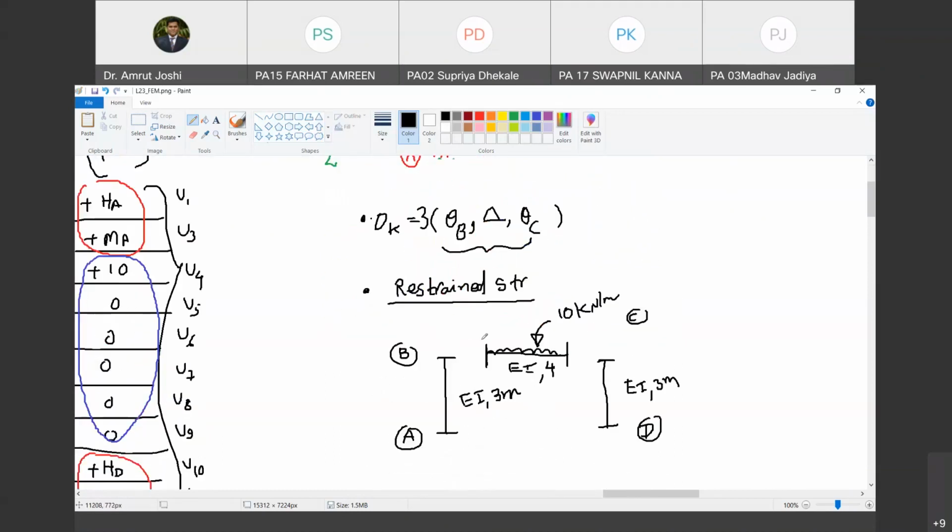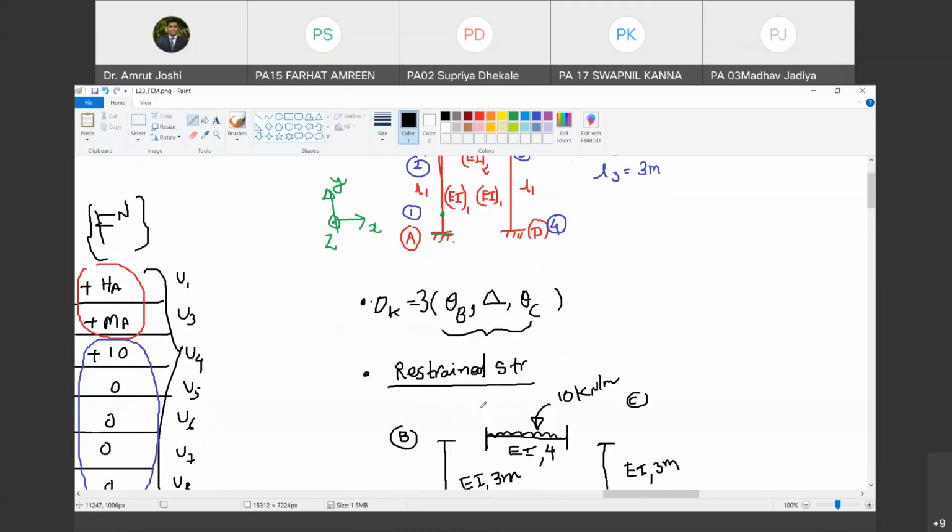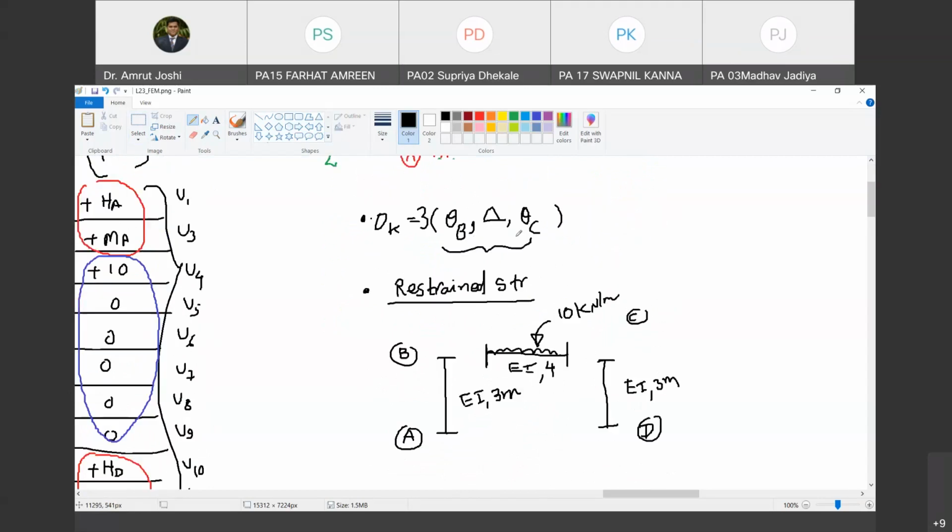Once we are done with this in the restrained structure with all the member loads, we are going to find out the reactions. Question: why did we not show 10 kilonewton? Answer: because 10 kilonewton is not a member load, it is a joint load. Joint load will be taken care of separately in the nodal force matrix in this framework. Therefore, that has not been considered. So we have shown only member loads.